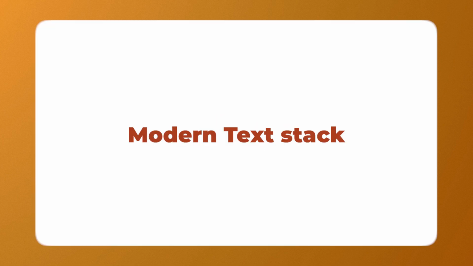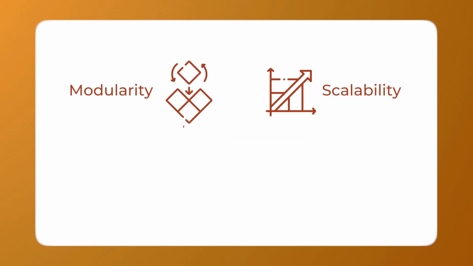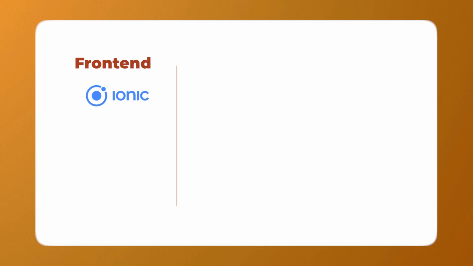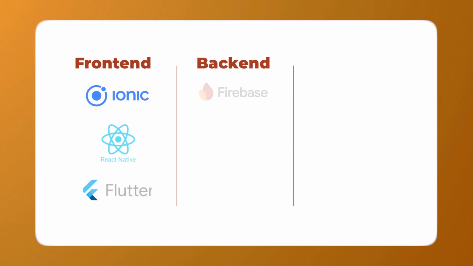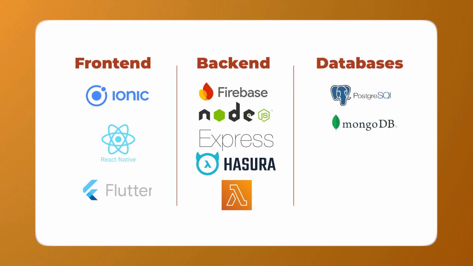What about choosing the right tech stack? Using a modern tech stack that features modularity and scalability helps avoid technical debt. We personally recommend the following. For front-end, Ionic, React Native, and Flutter. For the back-end, Firebase, Node.js plus Express, Hasura, and AWS Lambda. For databases, PostgreSQL, MongoDB, and Firebase Firestore.